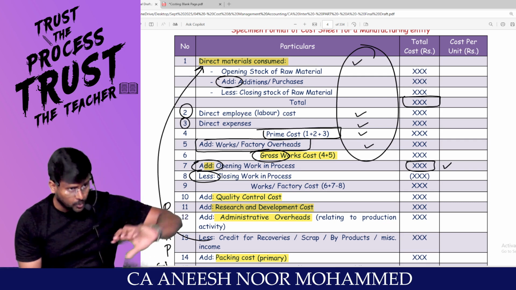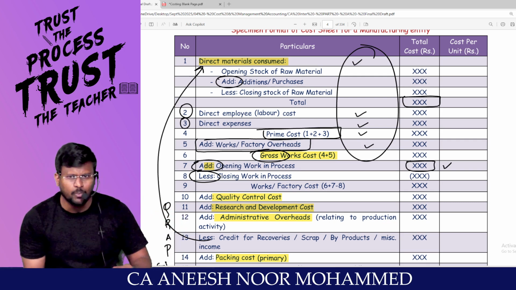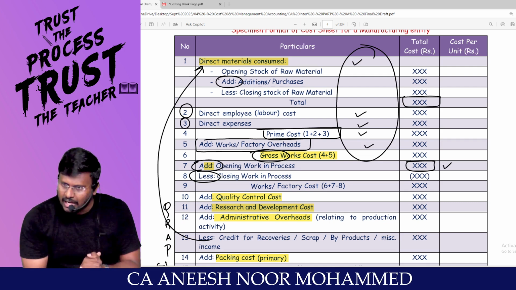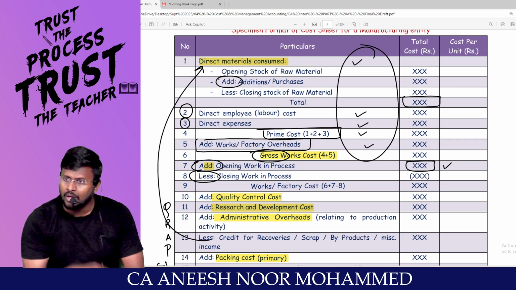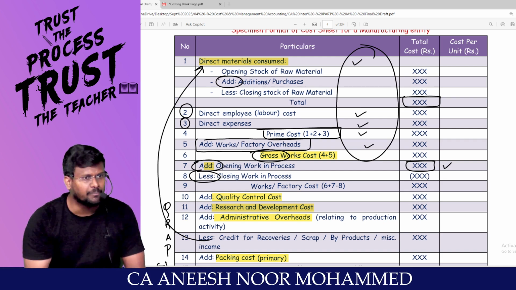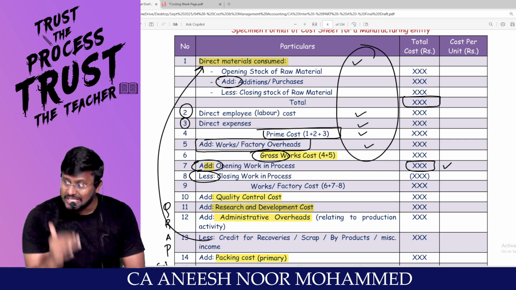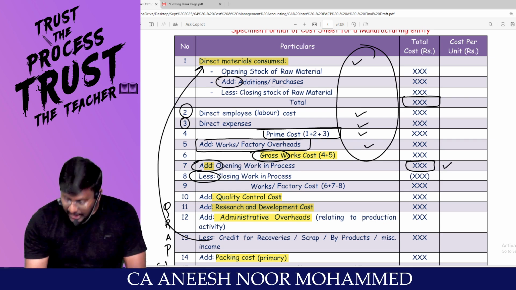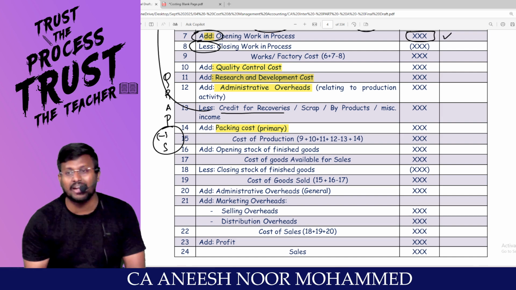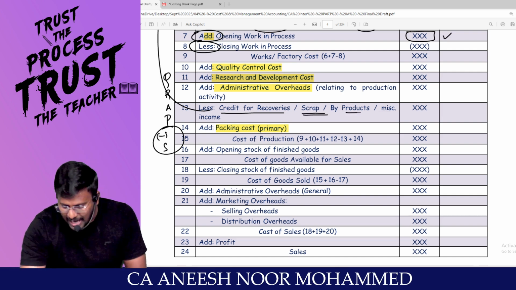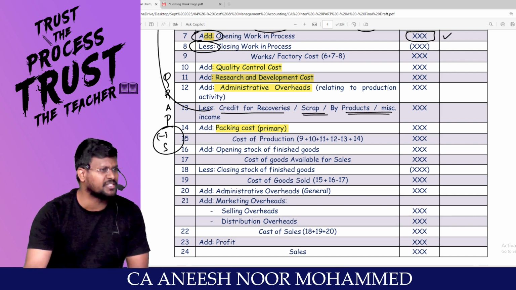All finished goods will be good finished goods? Something will break, correct? That we will sell for scrap. Is it an expense or an income? Income. It reduces the cost incurred. Am I right? That's why it is minus scrap. That's why less credit for recovery, credit for scrap, or if any byproduct or miscellaneous income.